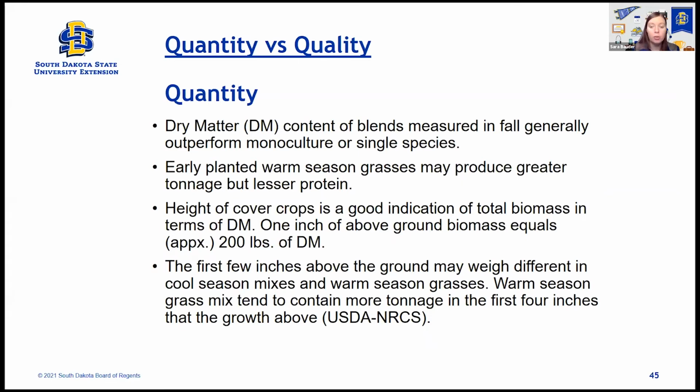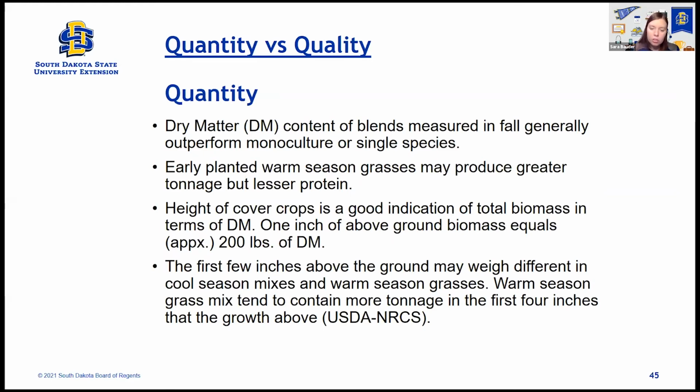The height of cover crops is a good indication of biomass, of course, when we're talking about dry matter. So approximately, based on research, 1 inch above the ground biomass can be about 200 pounds of dry matter. And I'd say that's probably more in relation to grass than anything, but that's a mixture assumption. So you can roughly look at things, and if you have the cover crop grazing stick, that can help you calculate some of this as well.